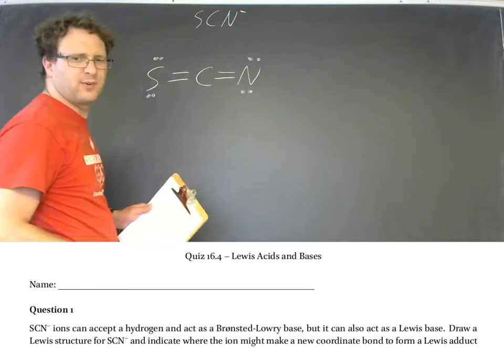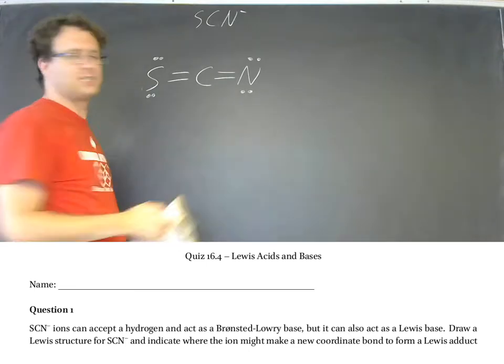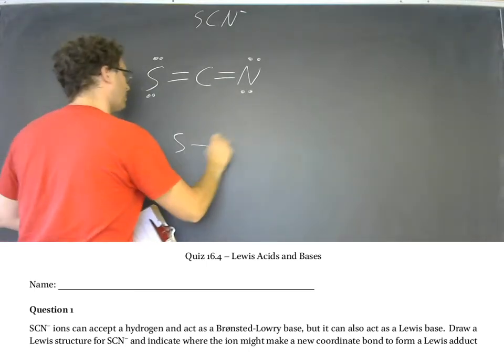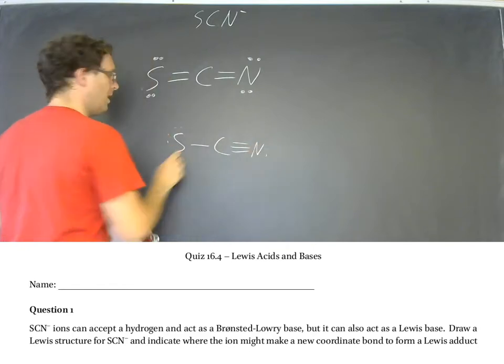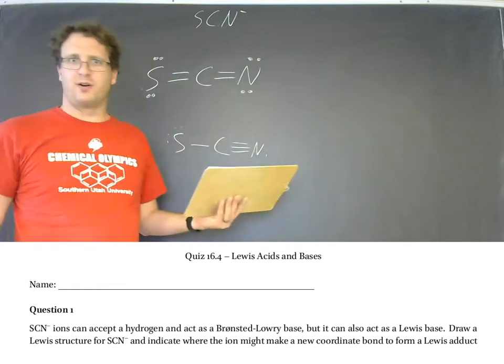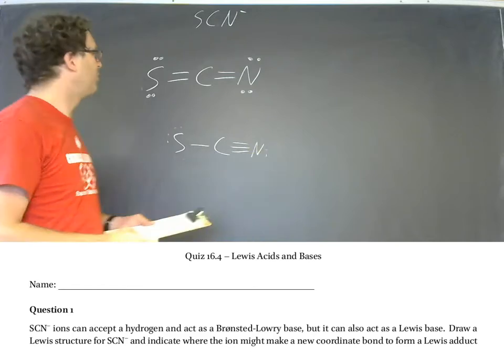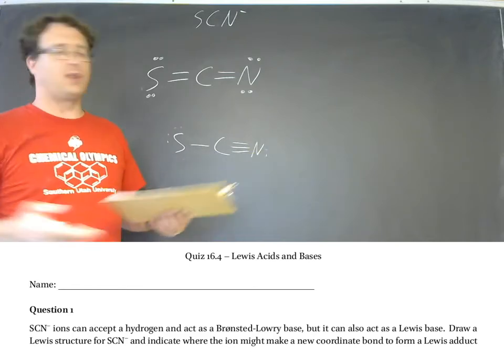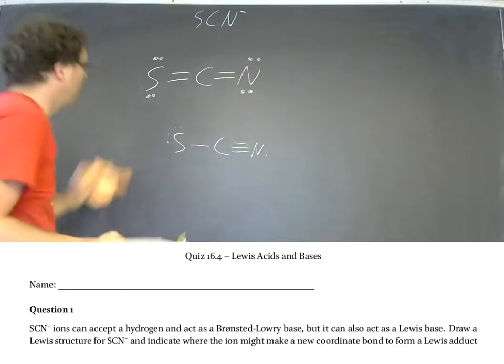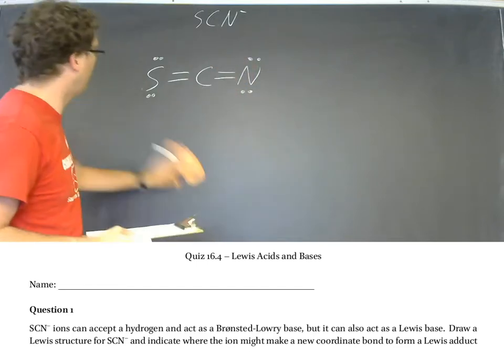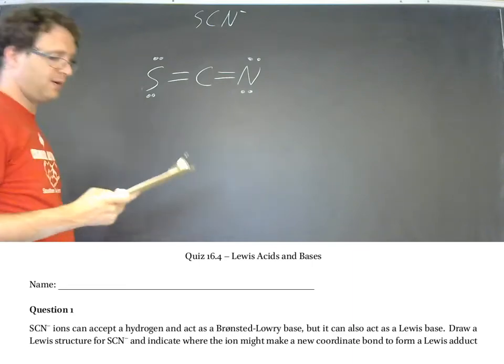And in reality, there's resonance between two different forms. There's also a form that looks like this. But if you go based off of our 12-10 rules of putting the negative formal charge on the more electronegative atom, well, nitrogen is more electronegative than sulfur. So we'll just assume that this is the only valid structure.